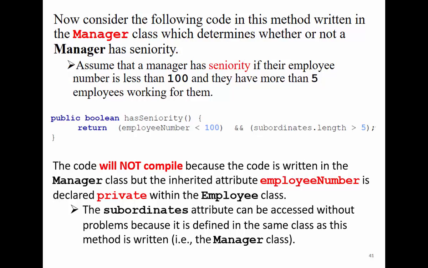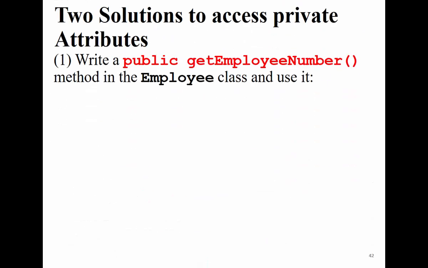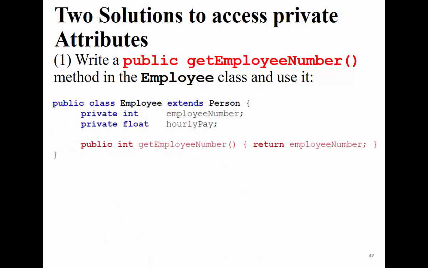We cannot access this directly. To solve this problem, we have 2 solutions. The first solution is to define a public get employee number. We define this method inside the employee that will retain the employee number for us. So we have a public get employee number, which returns an integer. We're going to retain the employee number.